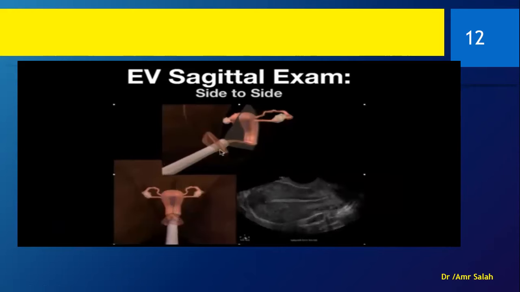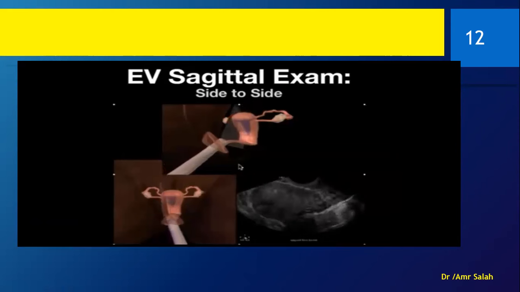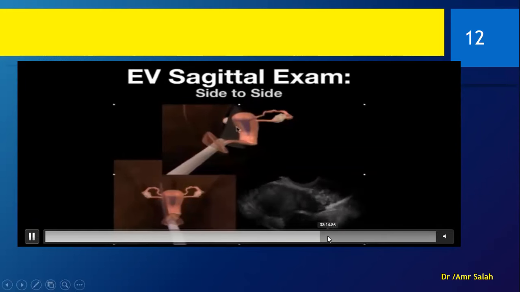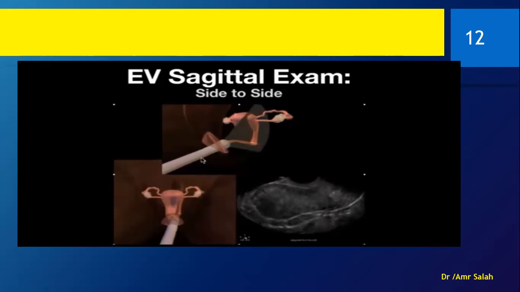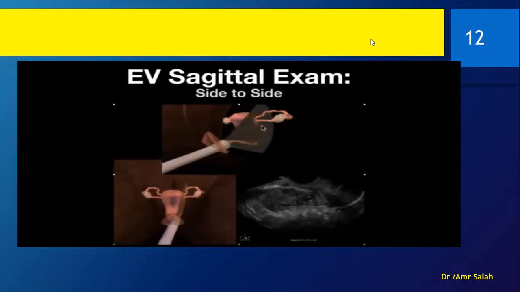We'll start to move the probe from side to side to appreciate the ovary. Now, this is important. When I move the probe, the handle of the probe, towards the patient's feet, that's to say the left, its head will point to the right ovary, the contralateral side. And vice versa. So I move the probe from side to side to see both ovaries.